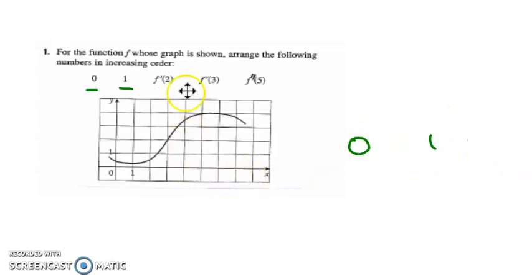First thing they gave us is f prime of 2. So here's x equals 2. F prime will be the slope of the tangent line. So all we know is it's positive. So f prime of 2 we know is greater than 0.